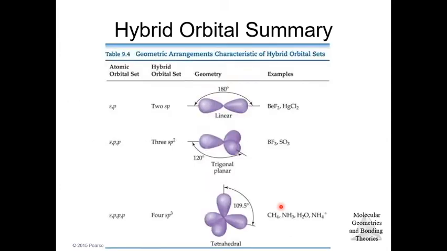So again, here's another summary. If I'm linear, I have sp hybrids, and I have a 180-degree bond angle. If I'm trigonal planar, I have 3 sp2 hybrids. My examples are BF3 and SO3. If I'm tetrahedral, I have 4 sp3 hybrids. Examples: methane, ammonia, water, the ammonium ion. They all have this shape for their electron groups.